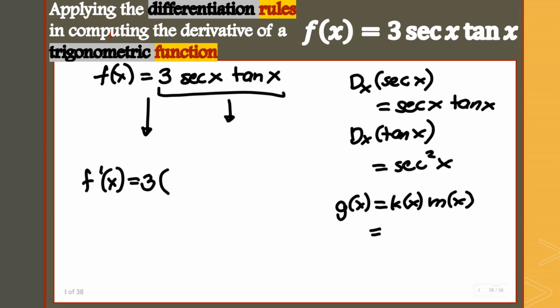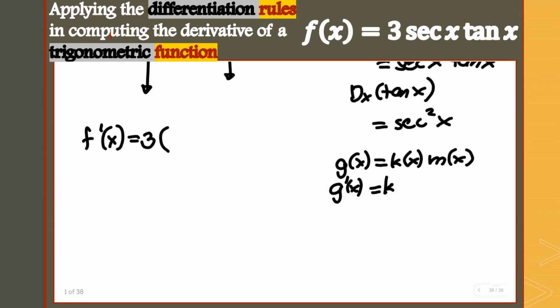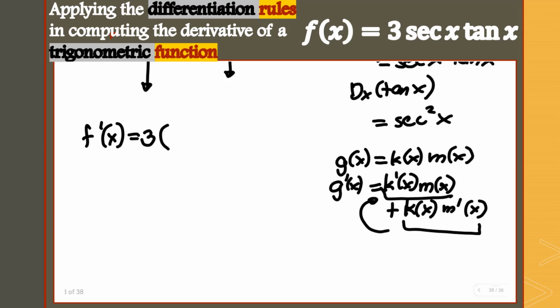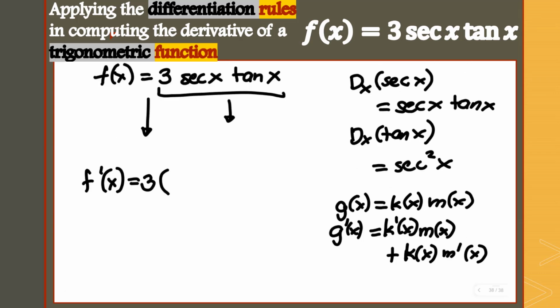So the first derivative of that is the derivative of the first times the second, plus the first times the derivative of the second. Don't worry about interchanging the terms, because multiplication and addition are commutative. So let's just simply use that. In this case, our k of x is secant x, and our m of x is tangent x.